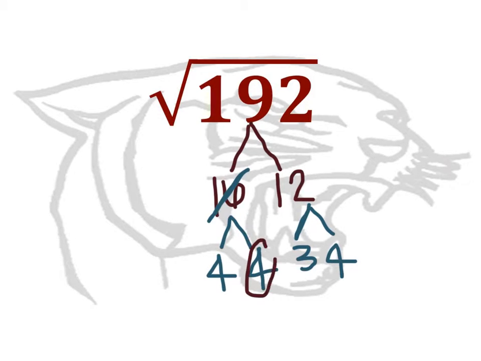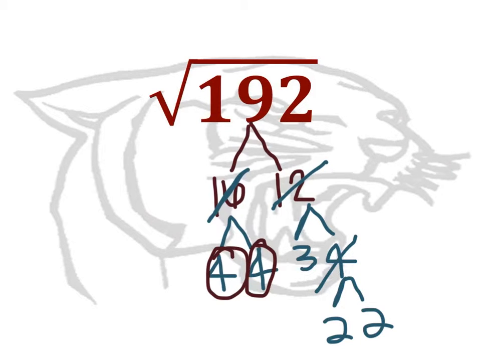If you'll notice, we have a pair of 4s. Three can't be factored, but 4 can, to be 2 and 2. So we factored 12 and we factored 4. And if you notice, we have a pair of 2s. So the 4 and the 2 go outside of the radical.